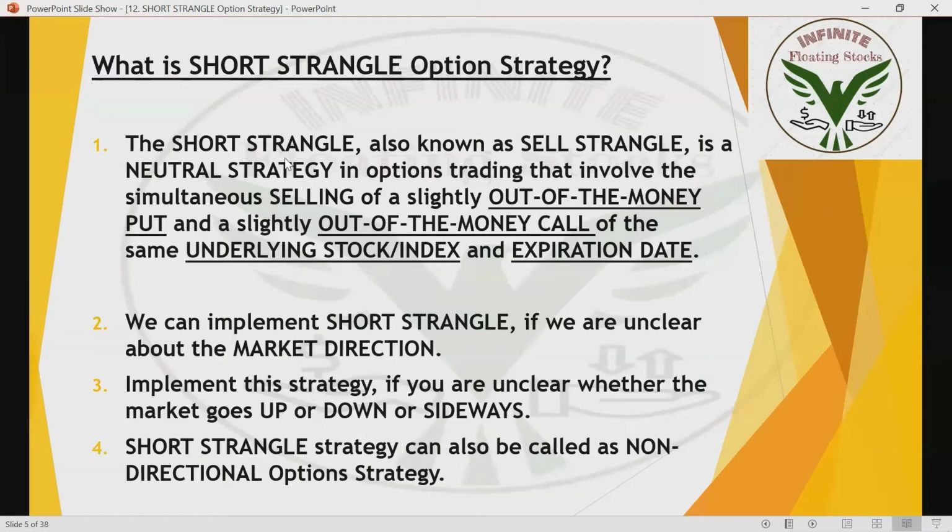The short strangle is also known as the sell strangle. Simple, there is nothing, don't make it complicated. You already know shorting is nothing but selling first and buying later, while long is buying first and selling later. The short strangle is a neutral strategy. When I say neutral strategy, that means this strategy has the capability of making money irrespective of market direction.